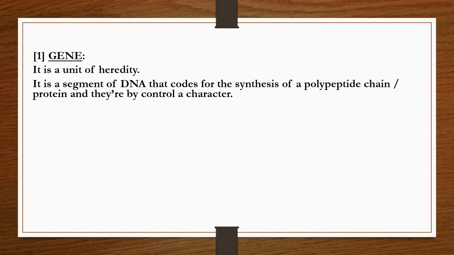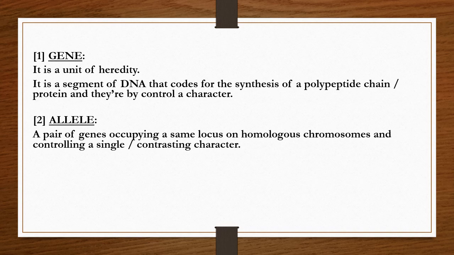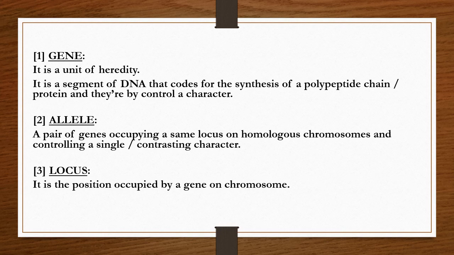Gene. It is a unit of heredity. Gene is a segment of DNA that codes for the synthesis of a polypeptide chain or protein, and thereby controls a character. Allele. A pair of genes occupying the same locus on homologous chromosomes and controlling a single or contrasting characters. Locus. It is the position occupied by a gene on a chromosome.